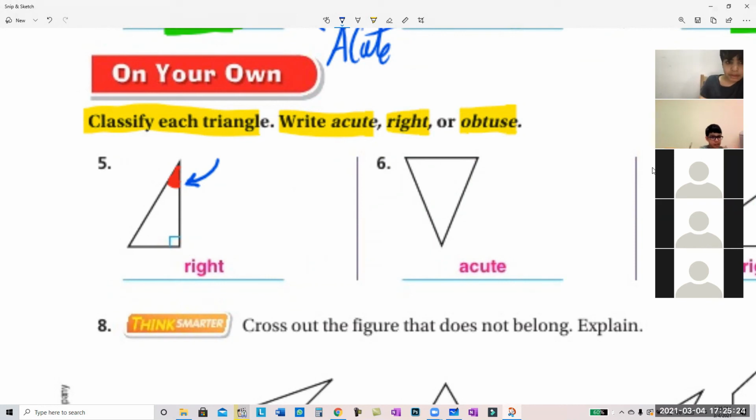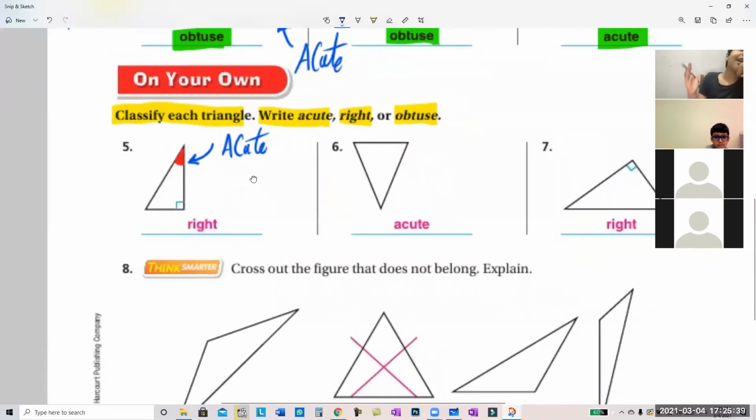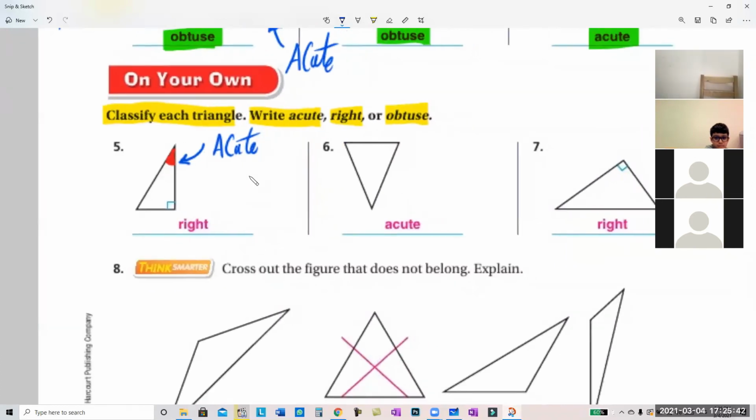Okay, I think you need help. Okay, Yazan, can you help Hussein? It is acute. Excellent. So it will be acute, right? Because it's a small angle. So the small angle will be acute. Okay, what about the next one, Yazan? This one is acute also. Yeah, acute because it's still small.